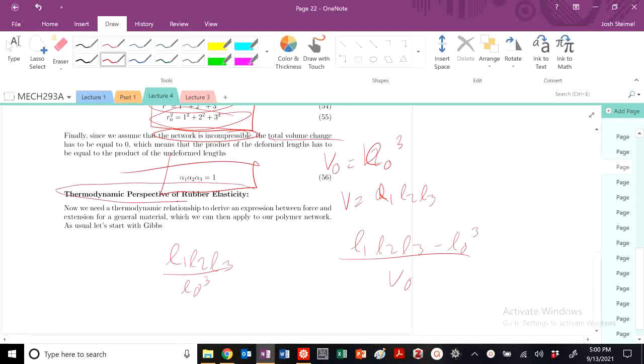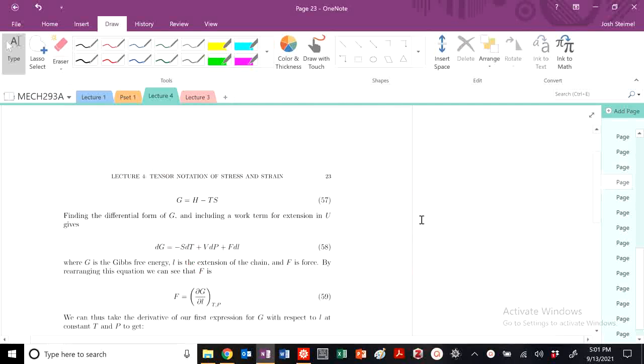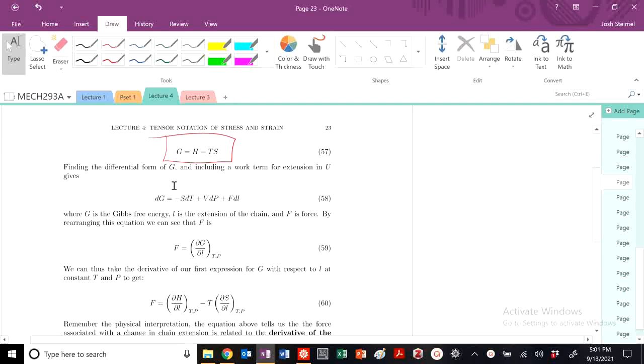Now, let's look at rubber elasticity from a thermodynamic perspective. So, as usual, let's go ahead and look at our polymer network starting from Gibbs. If we differentiate Gibbs, you could go back to our refresher on thermodynamics, but we get this following expression here. So, we can now look at our usual system, but we're adding our work term, or extension, in our U.